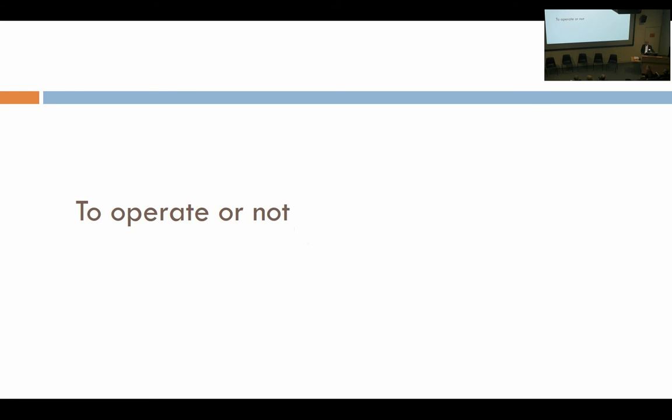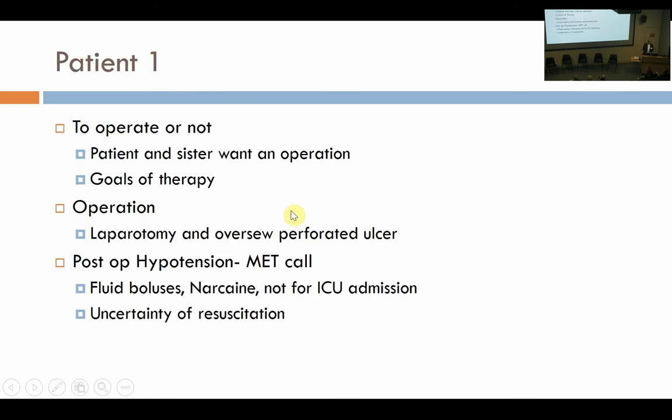Sorry? Now, it's got a free perforation, generalized peritonitis. The patient is starting to get sick. So just to cut it short, we had quite a lot of discussion with the patient and the family, and they wanted treatment. They said this is a reversible thing, and potentially I've got a chance to get back to where I was a couple of weeks ago. So we had a laparotomy and oversewed the perforation.